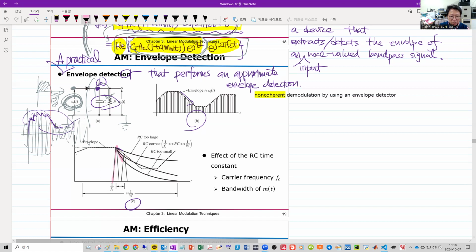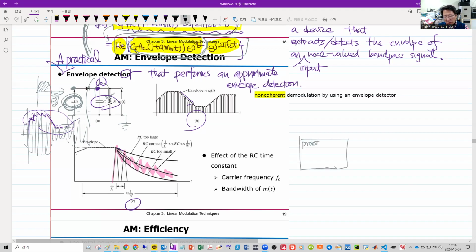The time constant is short, then it goes down, goes up, goes down, goes up, and you have the envelope. Got it? And now we need a modification here because it's a practical envelope detector.